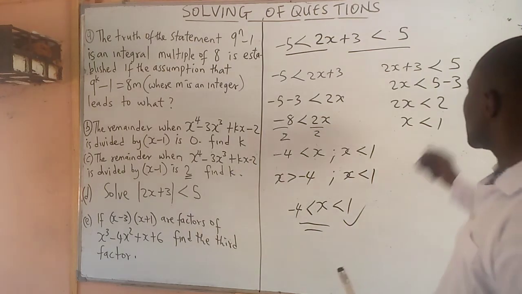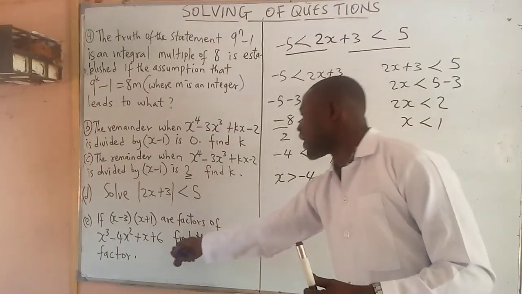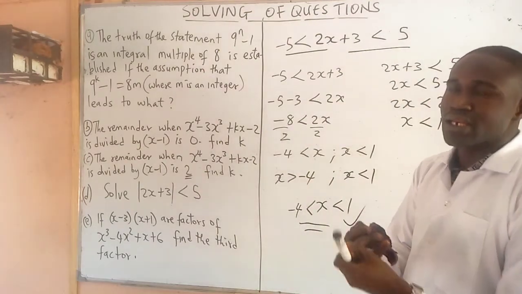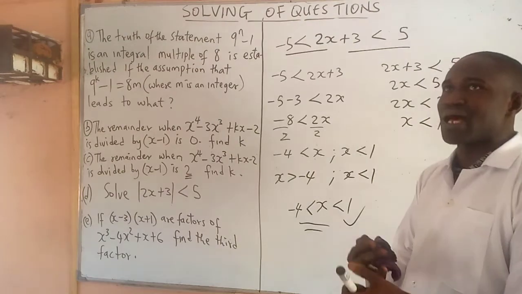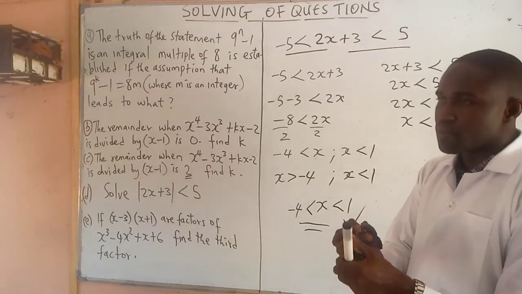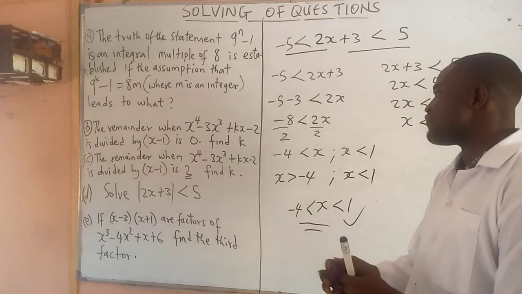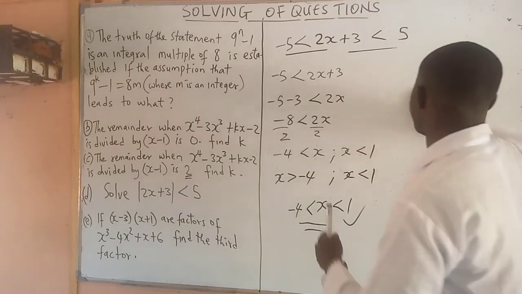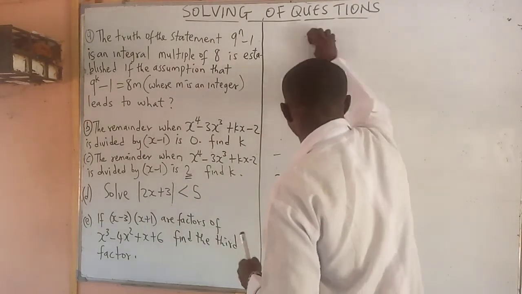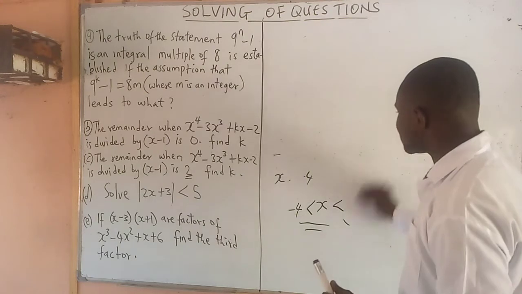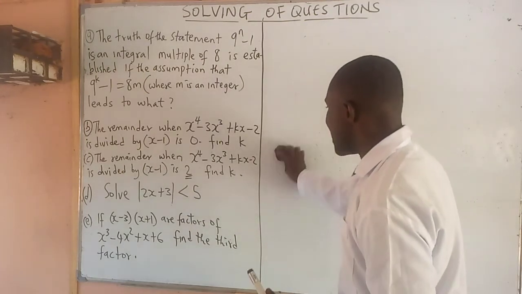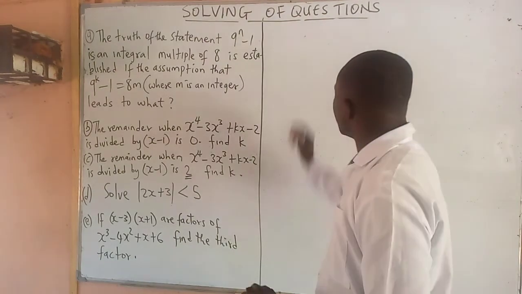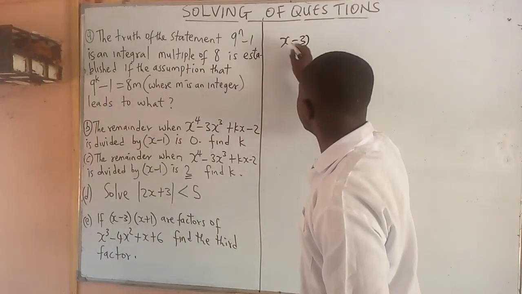The last question, now this last question is on factor polynomial. Remember we have talked about the zero theorem and the remainder theorem. We want to talk about the factor theorem of polynomial. Now see how you do it. They said if x minus 3, x minus 1, x plus 1 are factors of this, find the third factor. Now, expand the two factors given to you.